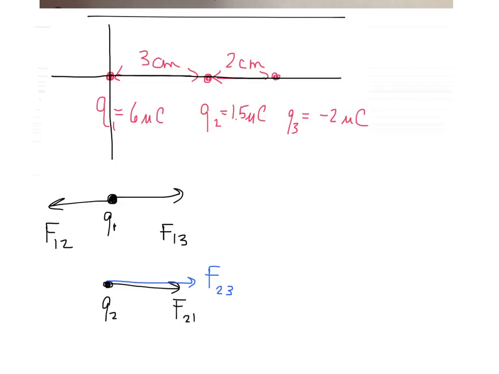Again, look at the signs. If this sign is negative and this sign is positive, they want to move toward each other. So this one feels a pull this way. This one feels a pull this way. Well, we're looking at this one right now, particle 2. It's feeling a pull to the right. That's F23. It's feeling a pull on particle 2 from particle 3.